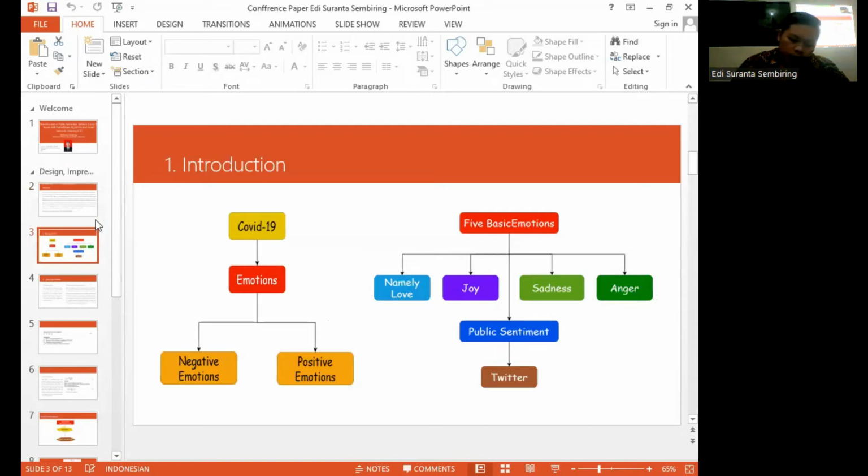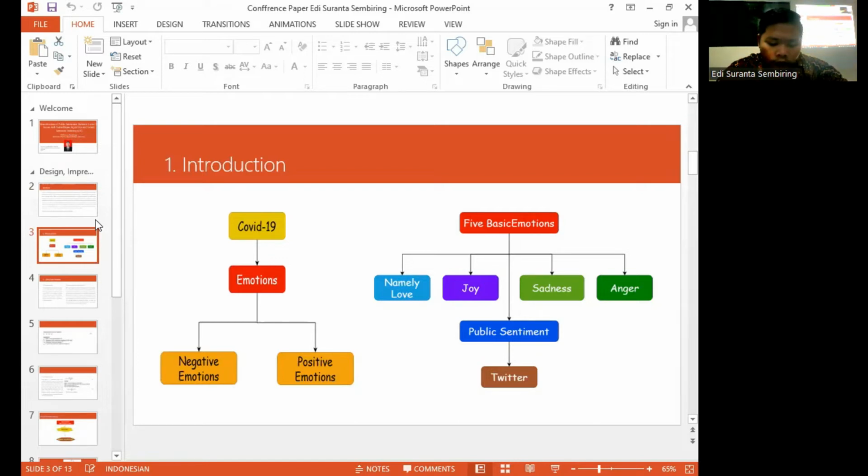Emotion can be grouped into positive emotion and negative emotion. Human emotion can be categorized into five basic emotions, namely love, joy, sadness, and anger. The emotions of love and pleasure are included in positive emotion, and the emotions of sadness, anger, and fear are negative emotions. In analyzing public sentiment, it is necessary to classify an opinion, both positive and negative, on Twitter.